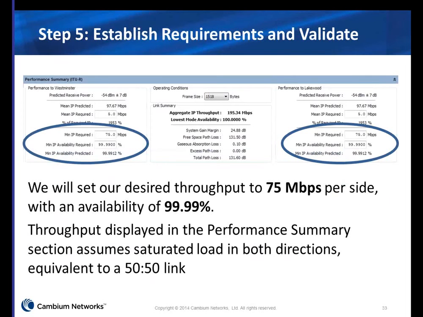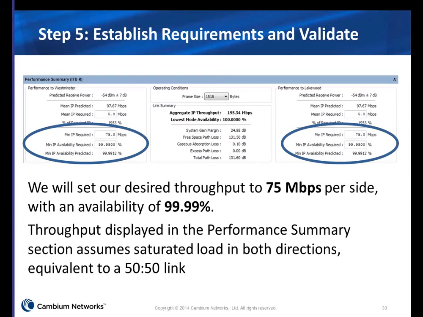Having set up and configured the PTP link, we can look at setting up the requirements and seeing how that meets what we're looking for. The user can set the minimum IP required for each direction of the link. We were looking for 150 megabits aggregate, so we've set this now for 75 megabits in each direction.